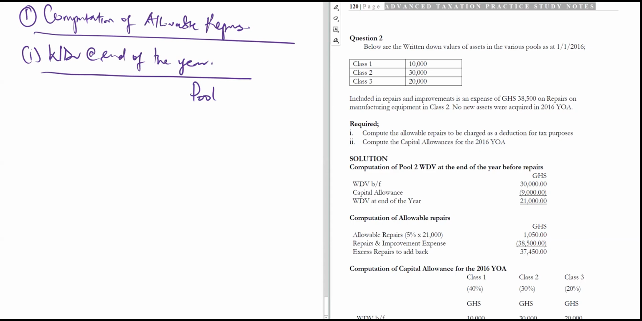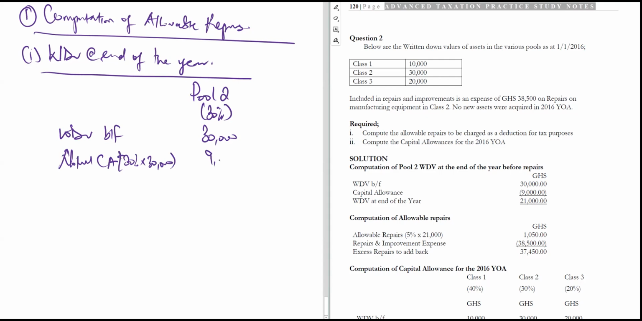Pool 2. So pool 2, we know pool 2 is what? 30%, right? Okay, so you are going to bring the written down value brought forward. And what was the written down value brought forward for these assets? 30,000. Okay. So since there were no additions or disposals, we just get our notional capital allowance. Remember, this capital allowance is not real. Okay, so we just take 30% of this 30,000, and that gives us what?